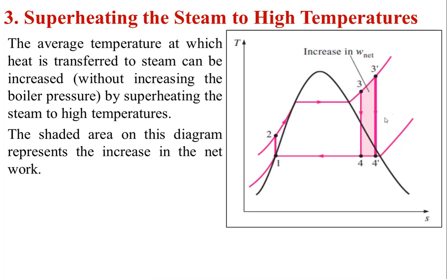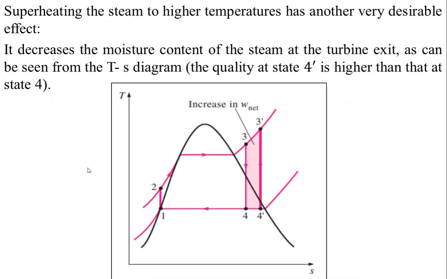And also, look at here, this is the state point for the earlier case. This is going to shift to 4 dash. So the moisture content will be decreased from here to here. As a result, erosion and pitting action in the steam turbine is going to be avoided. So this is what I told.